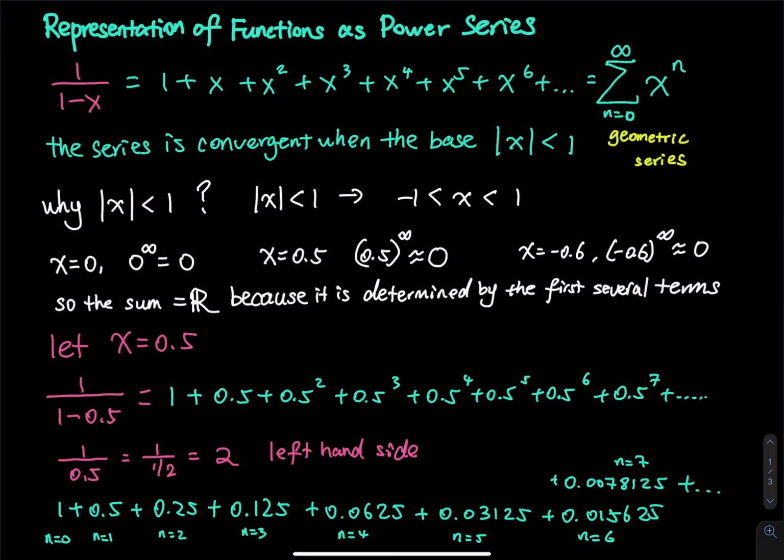When n is equal to 0, x to the 0 power is 1. When n is equal to 1, x raised to the first power is x, and then n equals 2, you have x raised to the second power, so on and so forth. So this just looks like a geometric series where the base is equal to x, right? Back in the geometric series, we say the geometric series is convergent when the base, which is the common ratio, in this case x, has absolute value less than 1.